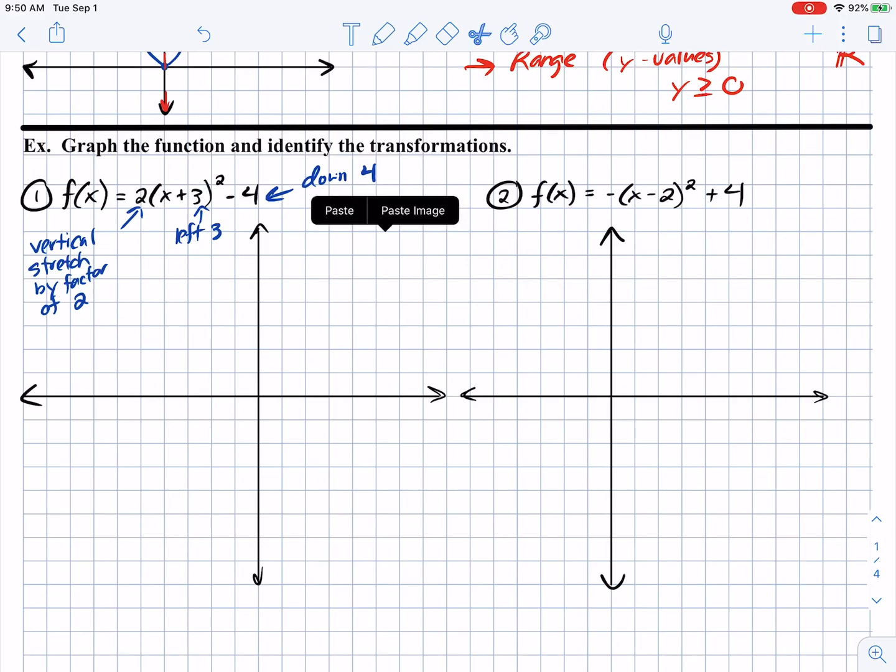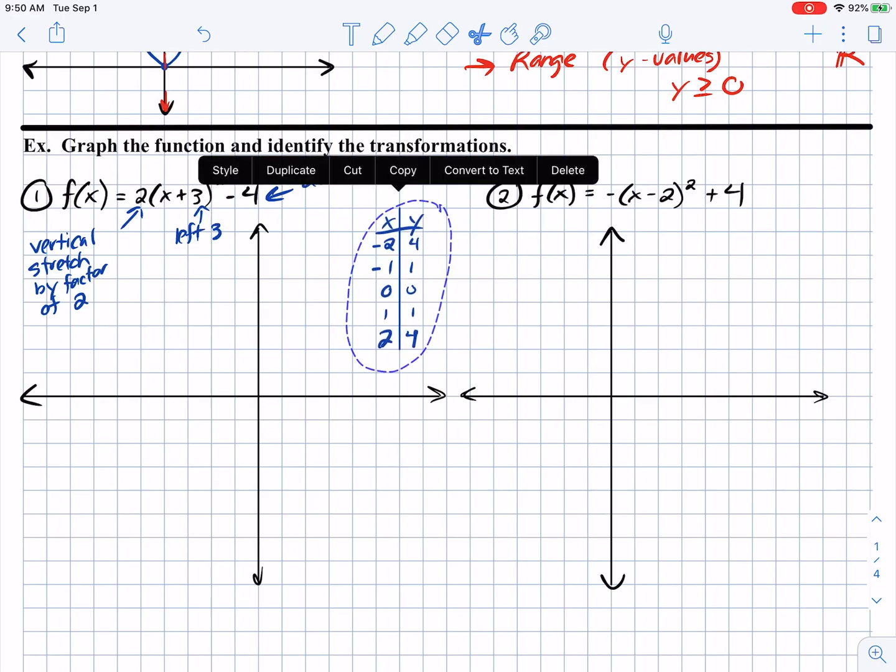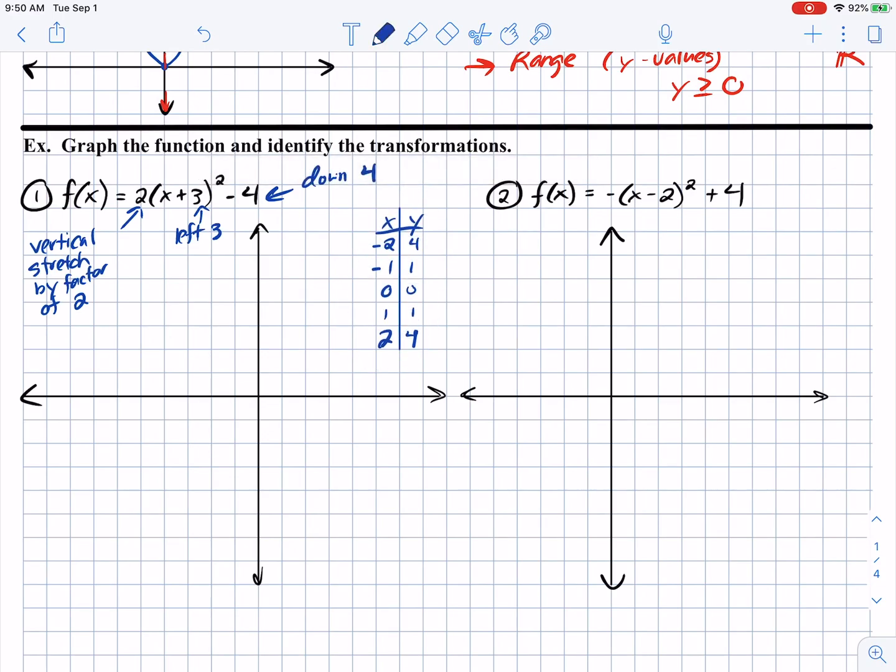Let's take those values and start with the same exact ones. However, our new vertex is going to be at -3, -4, because we shifted left 3 down 4. So now our starting point is going to be here. The only other change we need to account for is this vertical stretch by a factor of 2. The way we account for that is our vertical stretch is our y values, so we just multiply all of these y values by 2. So now the new y values would be 8, 2, 2 times 0 is still 0, 2, and 8.